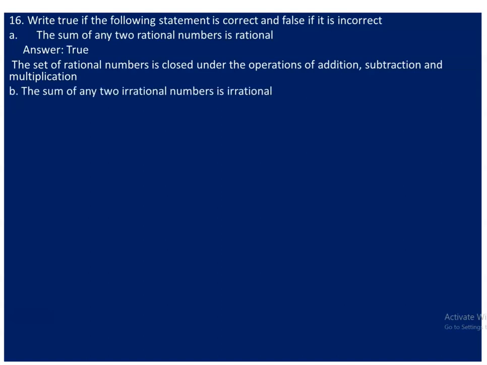Coming to the next one: the sum of any two irrational numbers is irrational. Guess what is going to happen? I hope you have answered saying false. Right, this is false. The reason behind this is, for instance, take two arbitrary irrational numbers. We know that radical 2 and minus radical 2 are two irrational numbers. You see, these two are irrational numbers. We are unable to write these two as p over q.